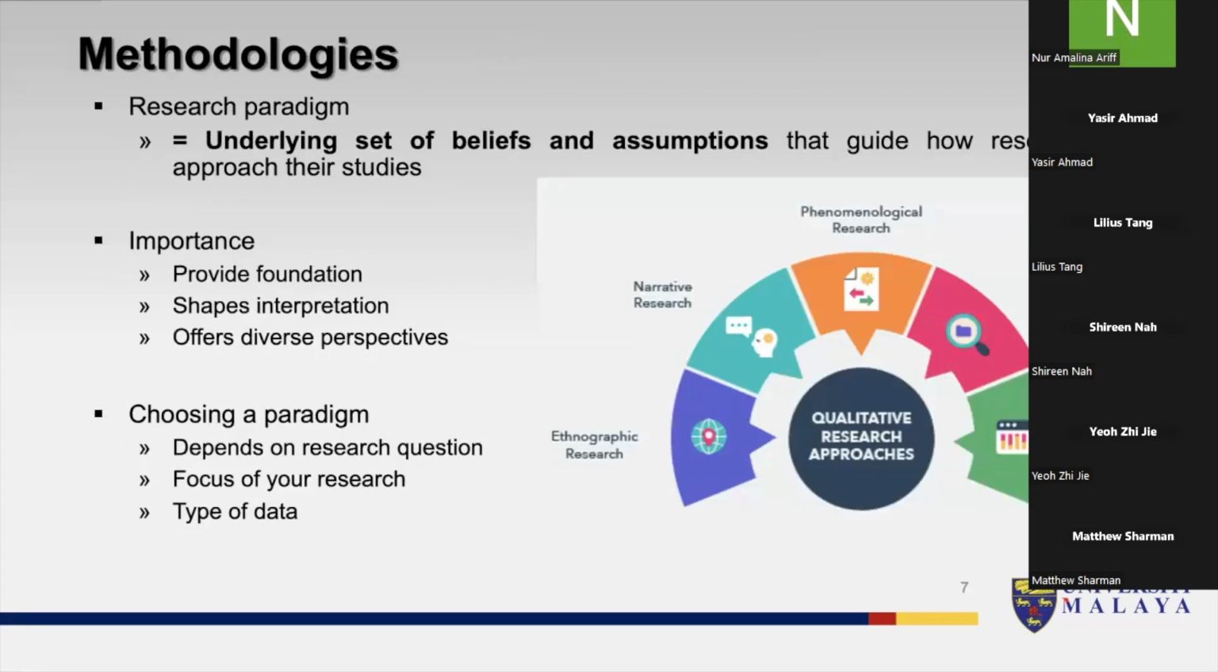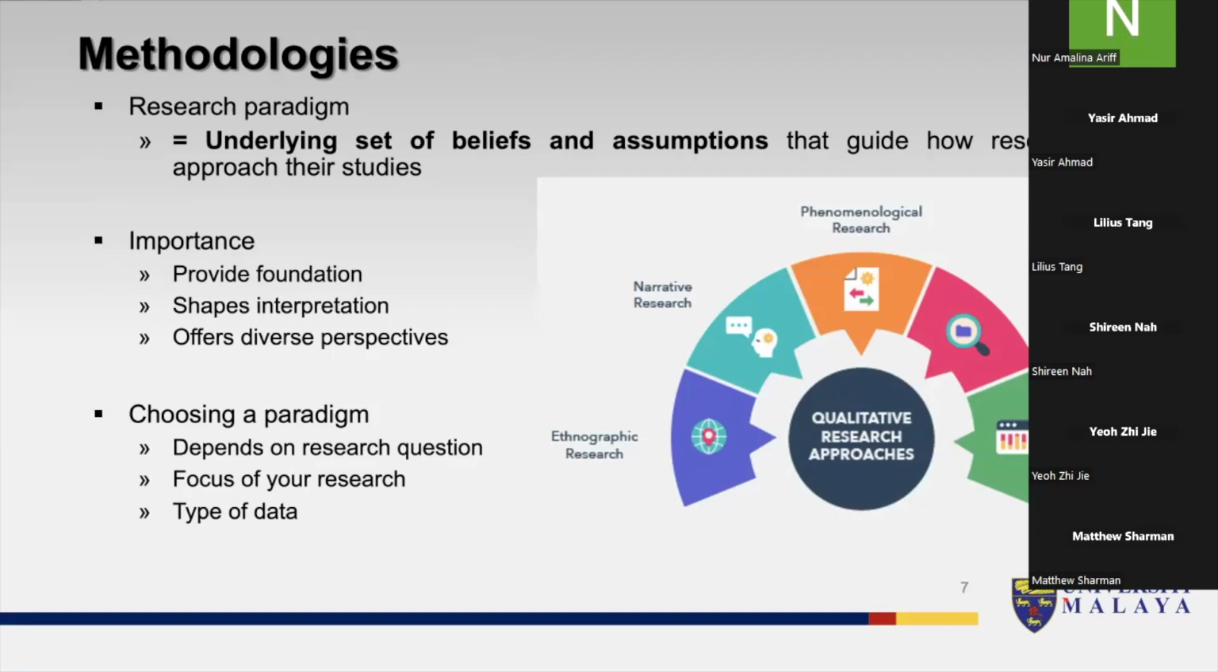So research paradigm is an important topic, but it's quite complex. For quantitative, the research paradigm used is usually positivism, but the meaning of research paradigm is the underlying set of beliefs and assumptions that guide how researchers approach their studies. So why is it important to determine your research paradigm in qualitative research? Because it provides a foundation for how you select your methods and how you analyze the data. It also shapes how you interpret your data, and from what angles you will interpret it.